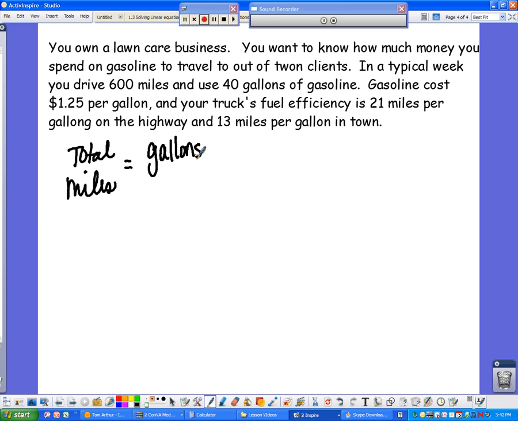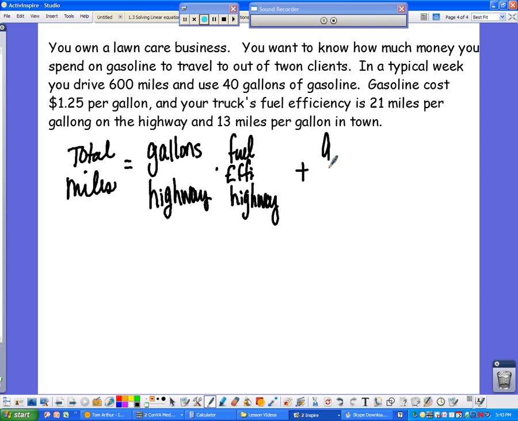So for example, for our in-town clients, we burn 13 miles per gallon. If we take 13 times 2, we would go 26 miles on 2 gallons of gas. So gallons for our highway customers times our fuel efficiency for our highway would give us our out-of-town miles. Plus, to get our miles that we drove in town, we need to know how many gallons we burned in town, and we take that times our fuel efficiency in town. So, how many total miles did we drive?